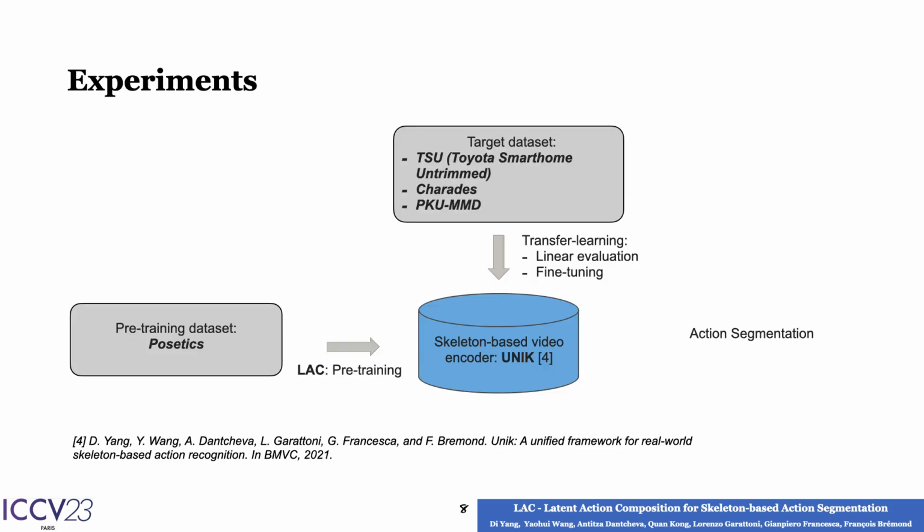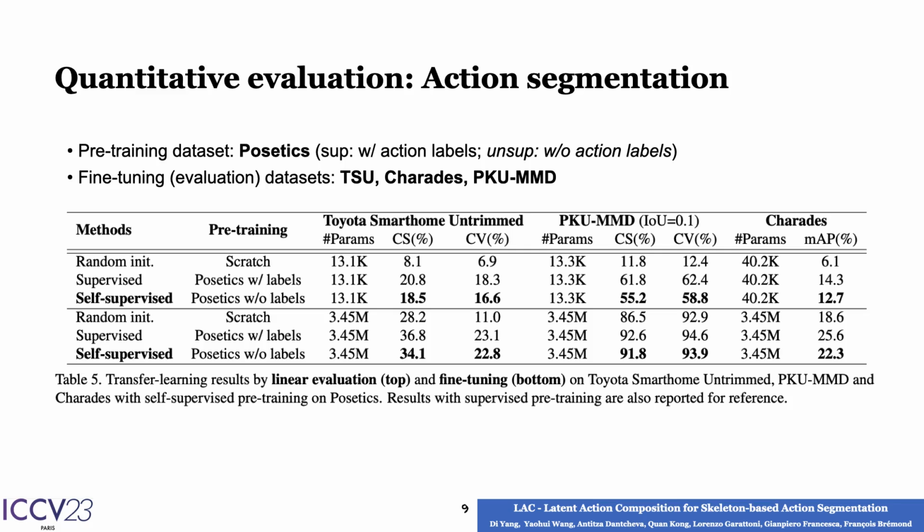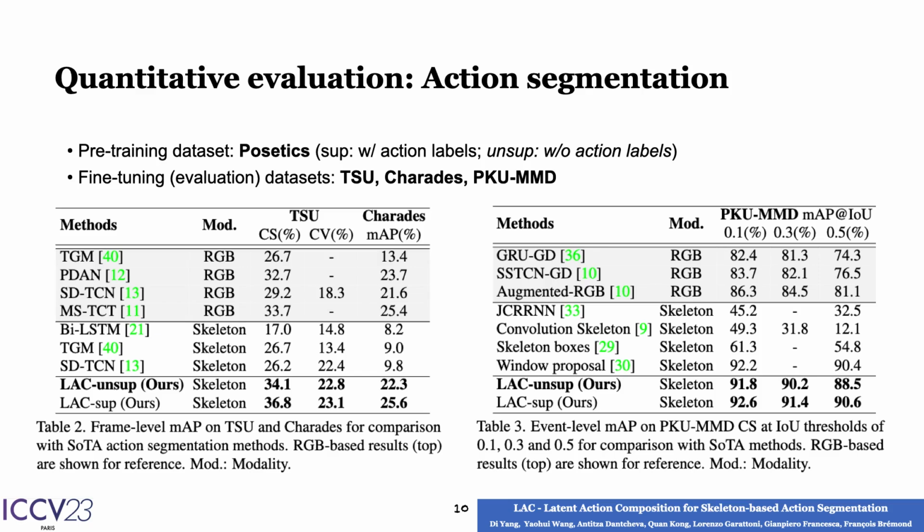We conduct extensive experiments to evaluate our LAC on 3 action segmentation datasets: Toyota Smart Home Untrimmed, Charades, and PKU-MMD, following the linear and fine-tuning evaluation settings with transfer learning. From these transfer learning results, we conclude that collecting a large-scale trimmed skeleton dataset without the need for action annotation can be beneficial to downstream segmentation tasks for untrimmed videos. And we can outperform previous state-of-the-art performance.